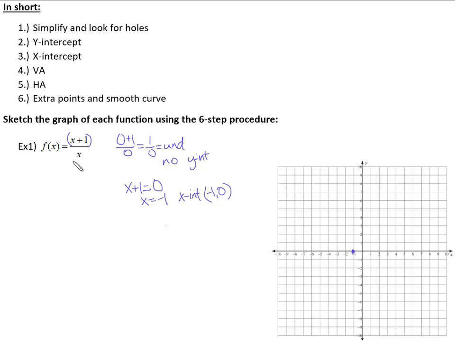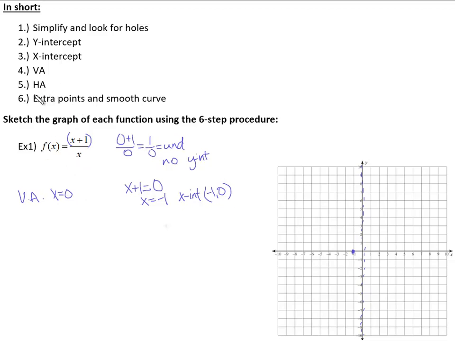So when is the denominator 0? When does x equal 0? Well, that's it. That's when x equals 0. That's my vertical asymptote. And when x equals 0, that is the y-axis. So we'll plot that in. Sorry, this pen's not very accurate, so pretend that's all nicely on the y-axis.